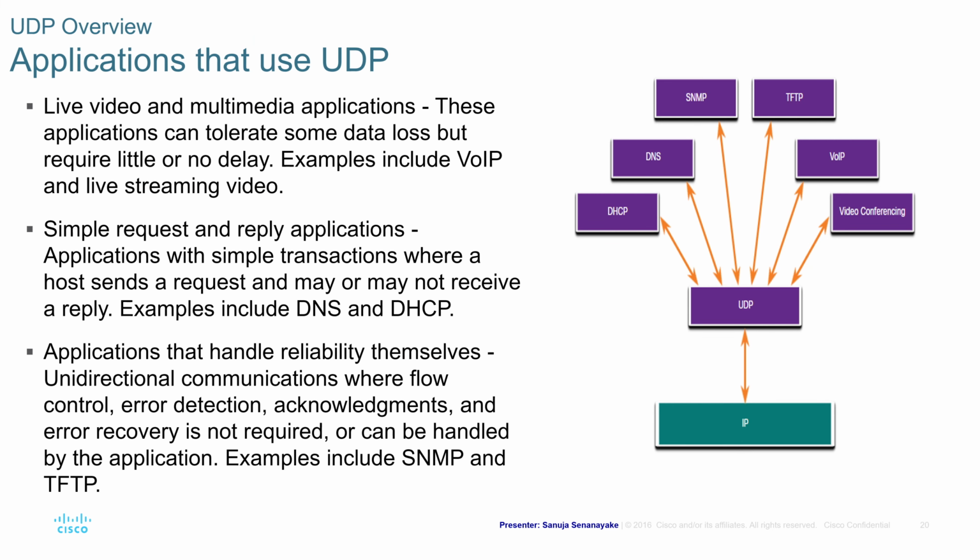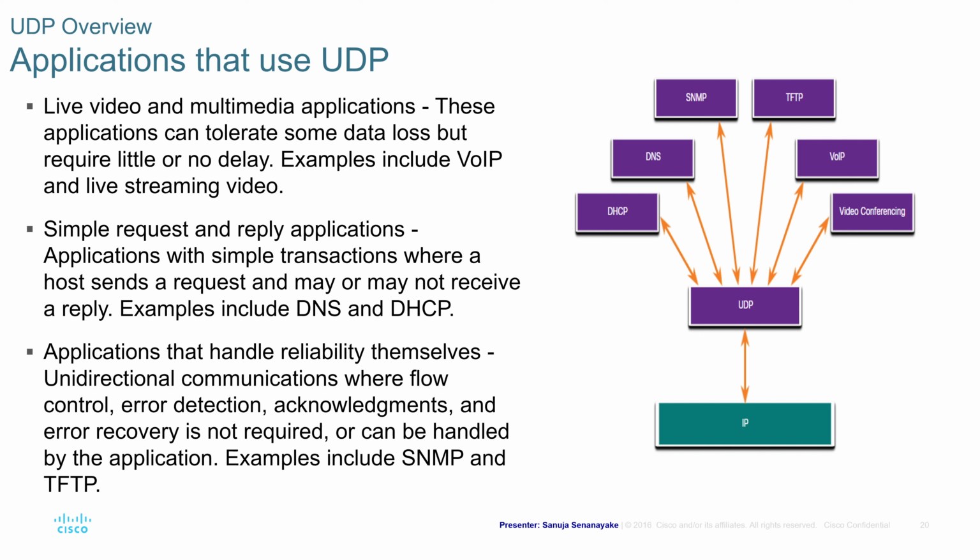The applications that use UDP. Live video and multimedia applications, which includes YouTube, use UDP. These applications can tolerate some data loss but require little or no delay. For example, VoIP and live streaming videos. And simple request and reply applications: applications with simple transactions where a host sends a request and may or may not receive a reply. An example would be DNS or DHCP.